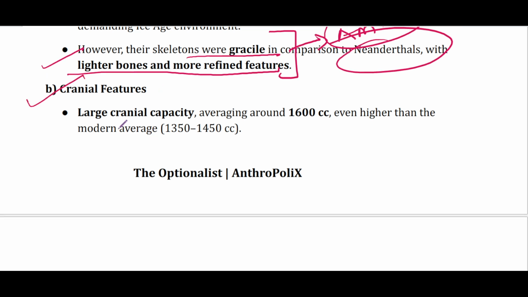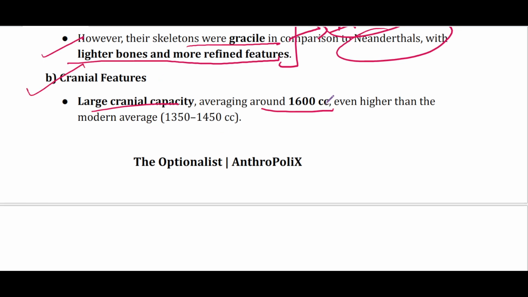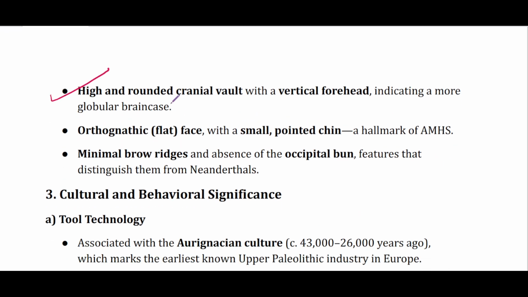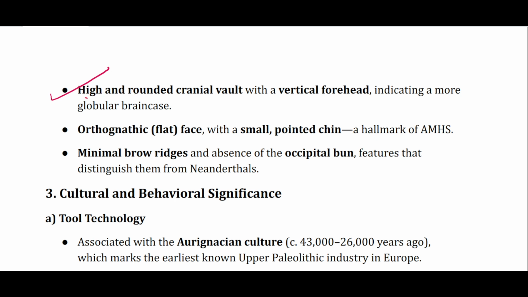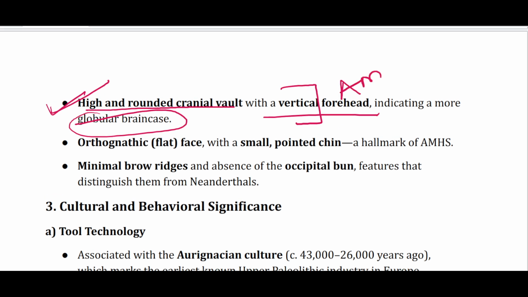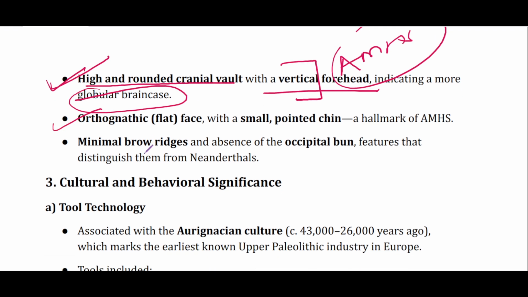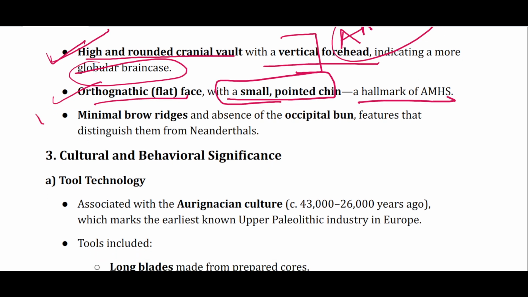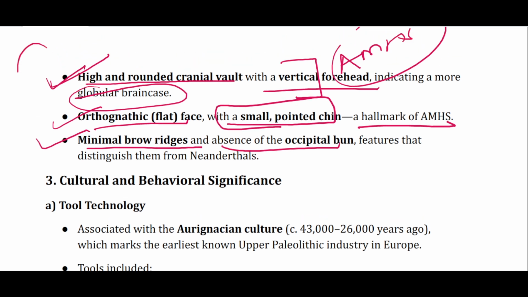For cranial capacity, a large brain around 1600 cc, even higher than modern Homo sapiens. Then again, some human features: a high and rounded cranial vault with a vertical forehead and globular braincase. These are again typical features of modern Homo sapiens. Then an orthognathic face, a flat face with a small chin, which again is a hallmark of modern Homo sapiens, and brow ridges are minimal, and absence of occipital bun. All of these features distinguish Cro-Magnon from Neanderthals and place them under the fold of AMHS.